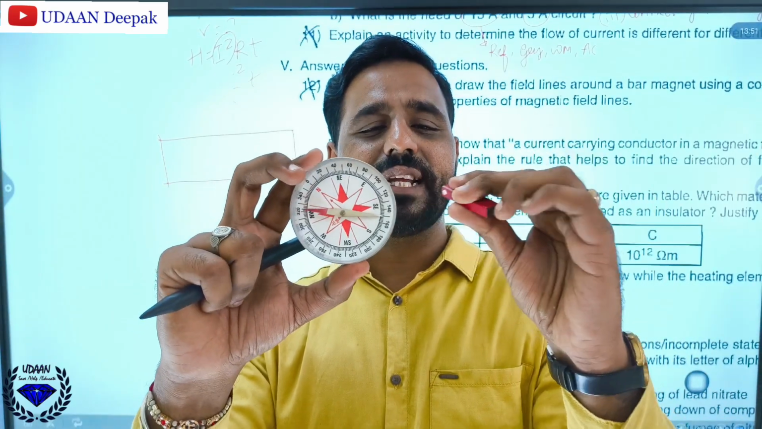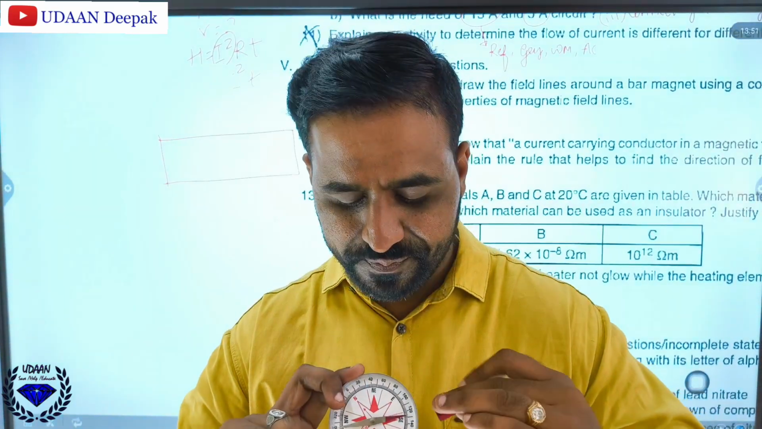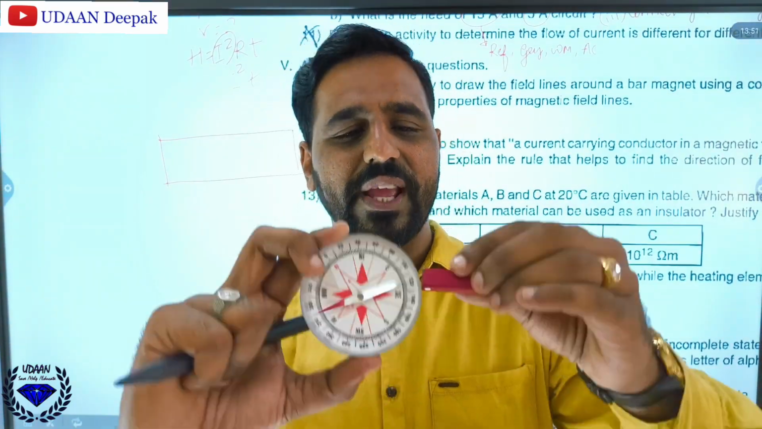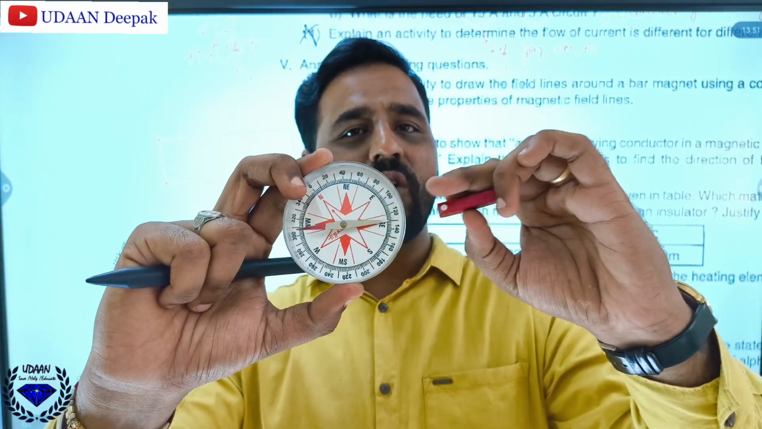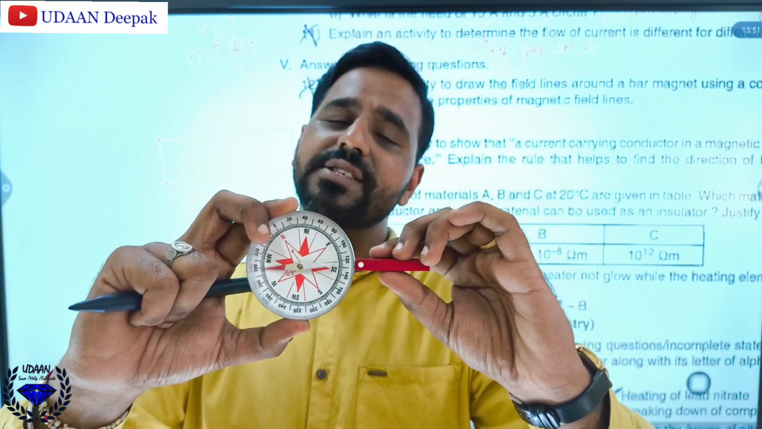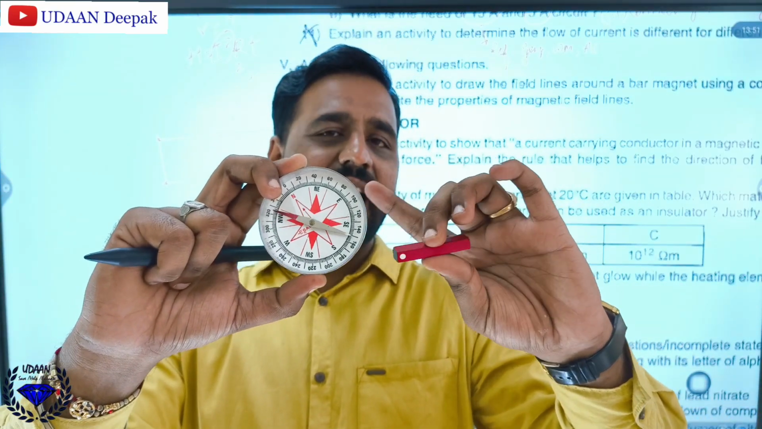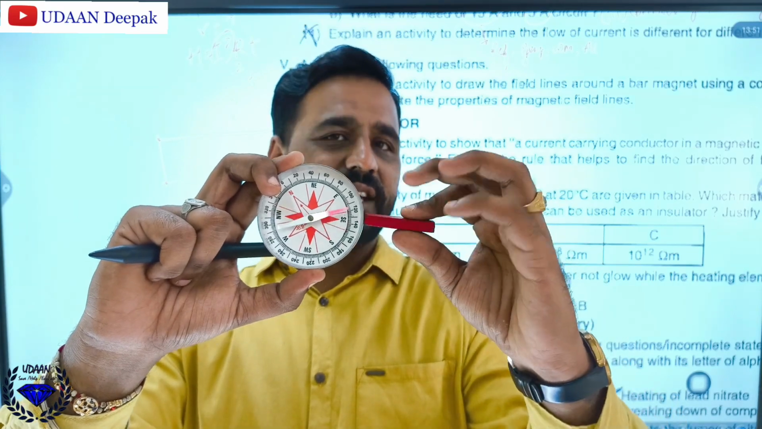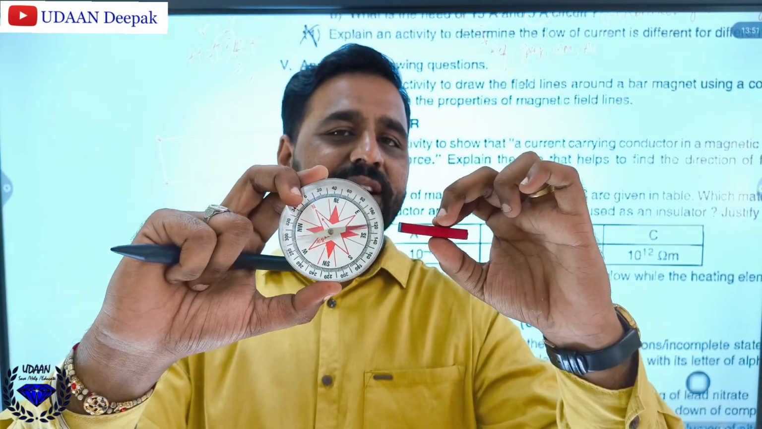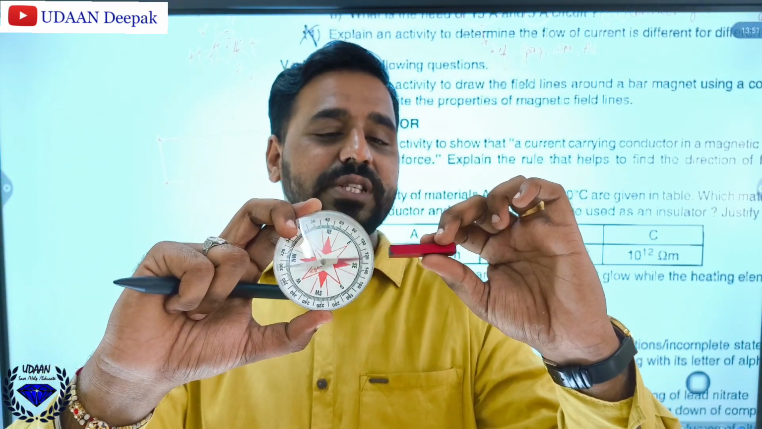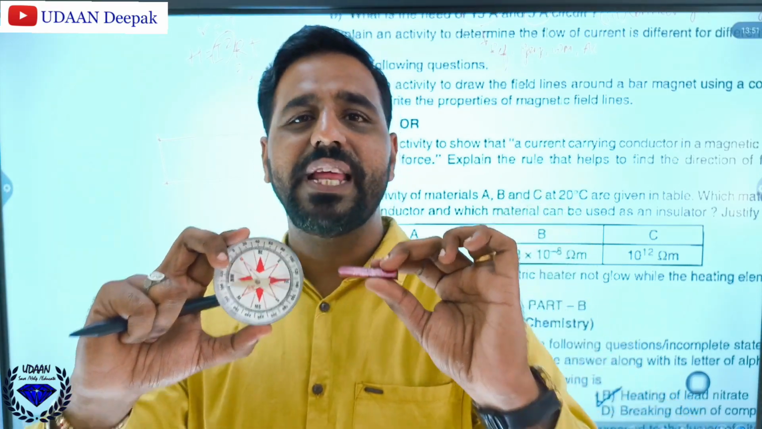I hope you are getting it. Now this is the north pole and this is the south pole, according to the property that unlike poles attract each other. That means the pointed one is north and the south pole is here, and the right one will be the north pole. Unlike poles are attracting and like poles are repelling in this case.